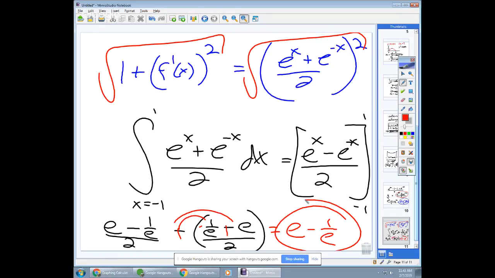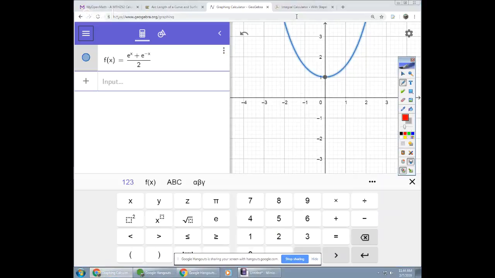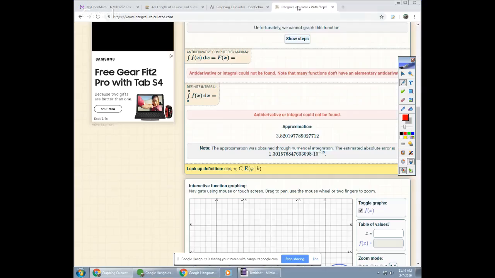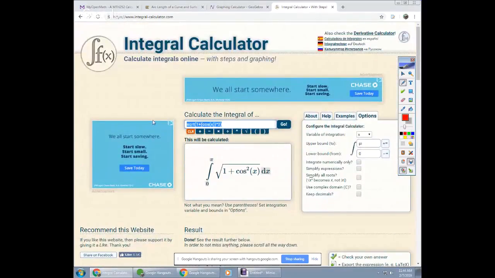This is the arc length. Now, that was an awful lot of work, and there's an awful lot of room for me to screw up. So how can I check to see if that's right? Desmos, integral calculator, GeoGebra, pick one. Integral calculator. Integral calculator sometimes can show steps unless it can't. Let's see. It's a pretty nice tool.